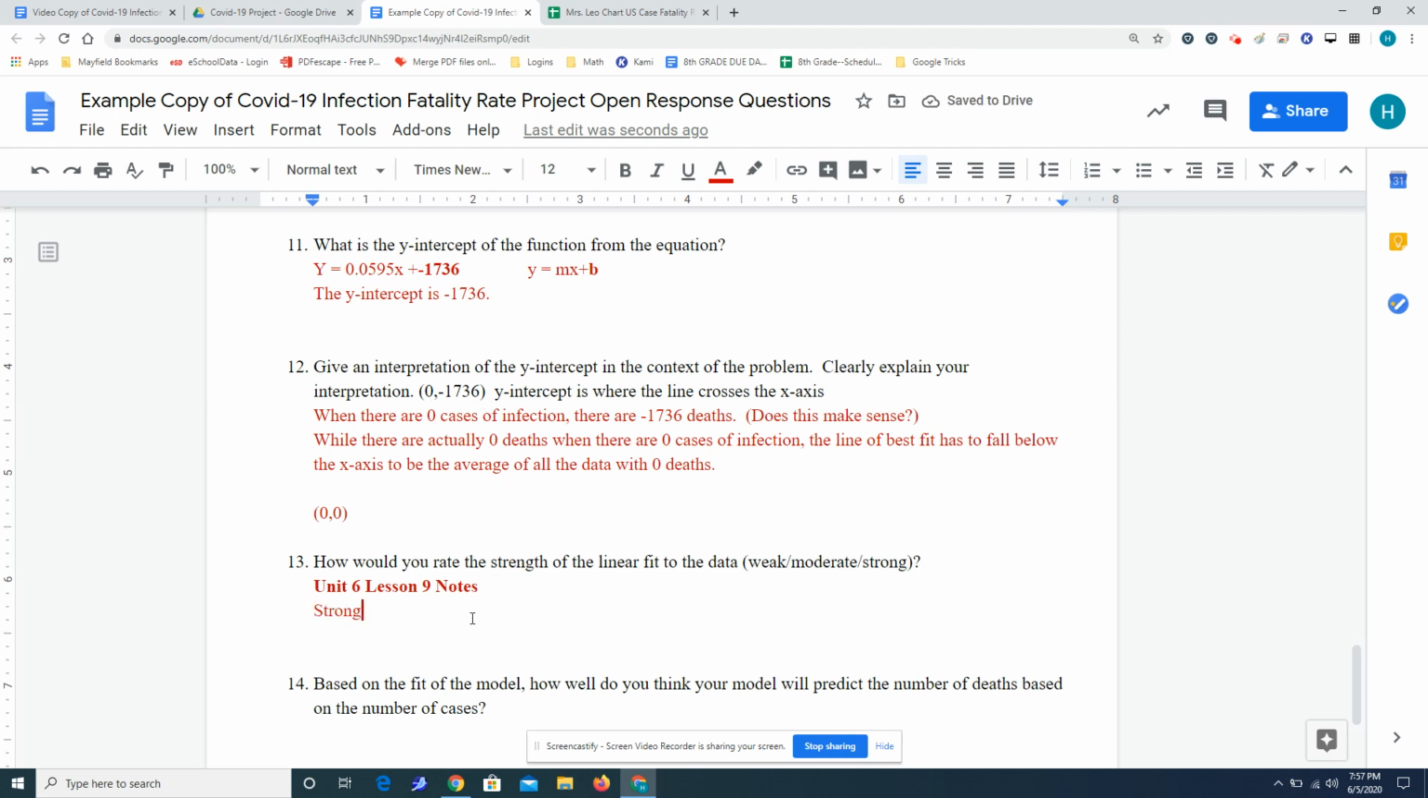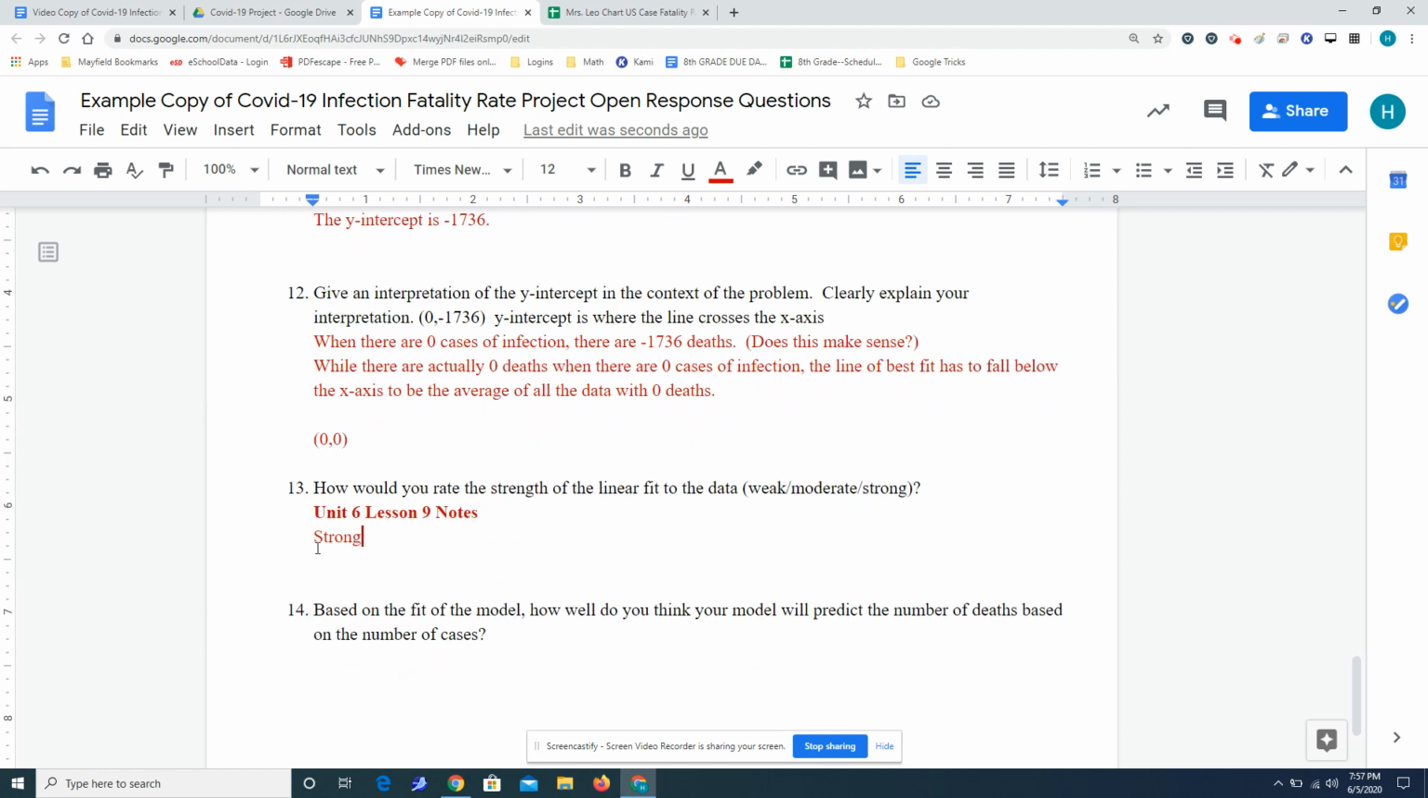Mine is strong. Okay. And then based on the fit of the model, depending on what your answer is here, how well do you think your model will predict the number of deaths based on the number of cases? Since I have such a strong line, my model is going to be a very good prediction. Very strong prediction. Number of deaths. My best bet is very close.